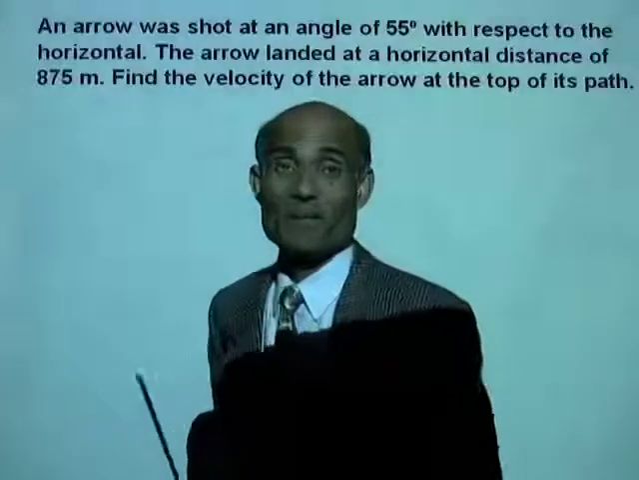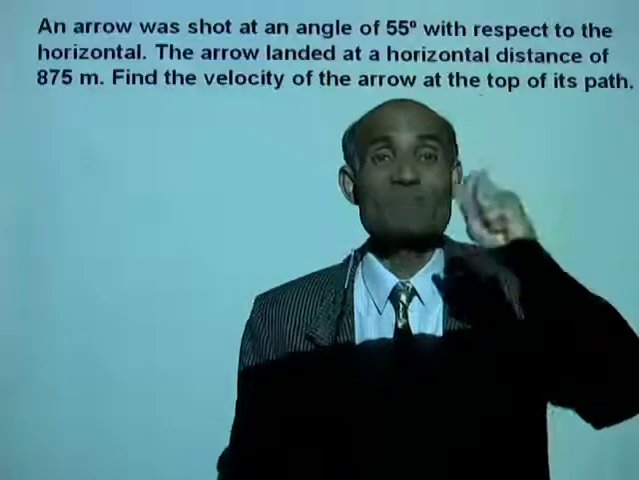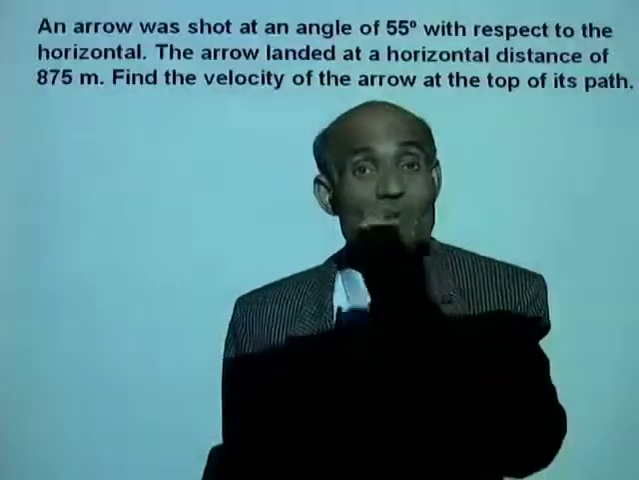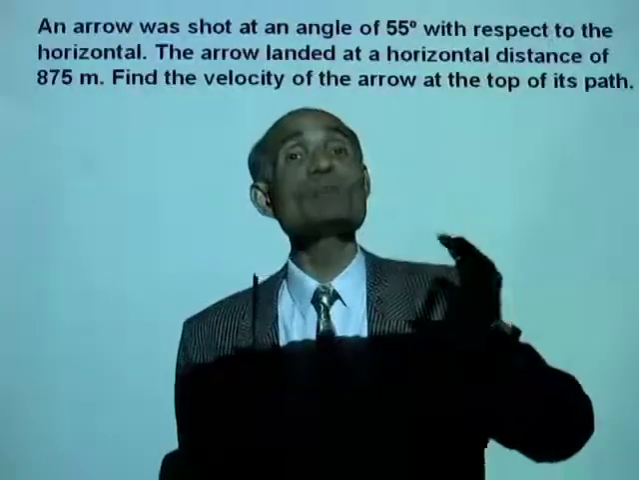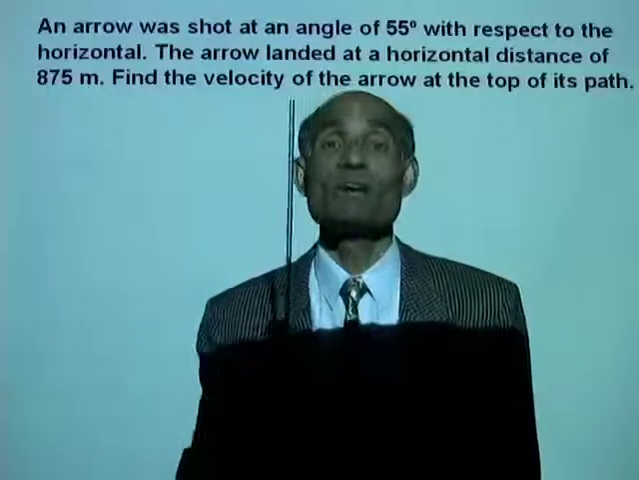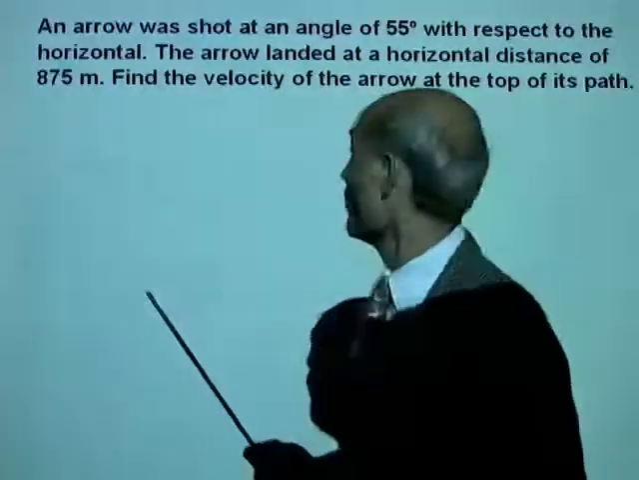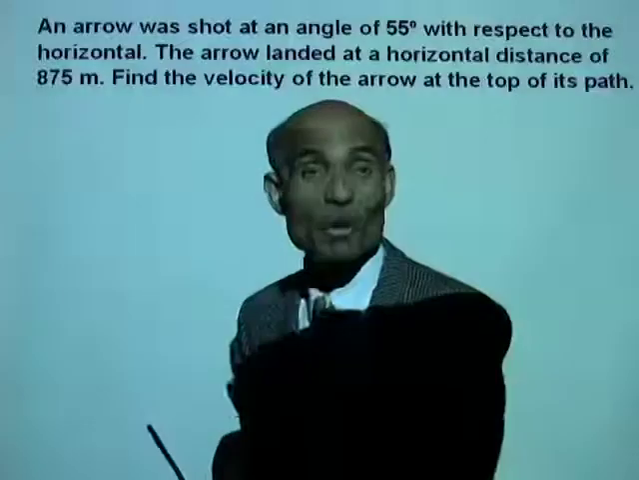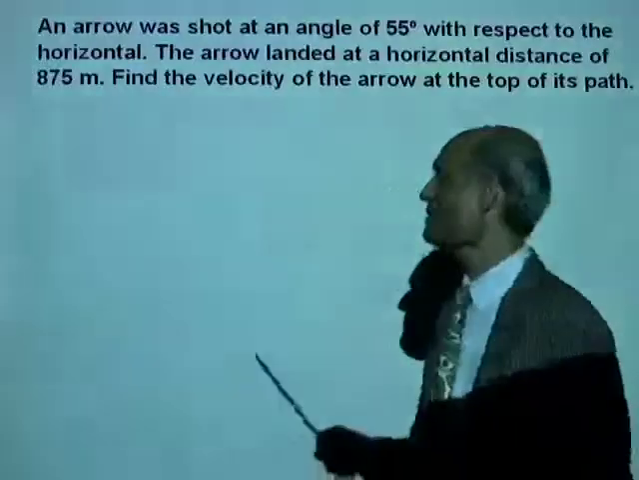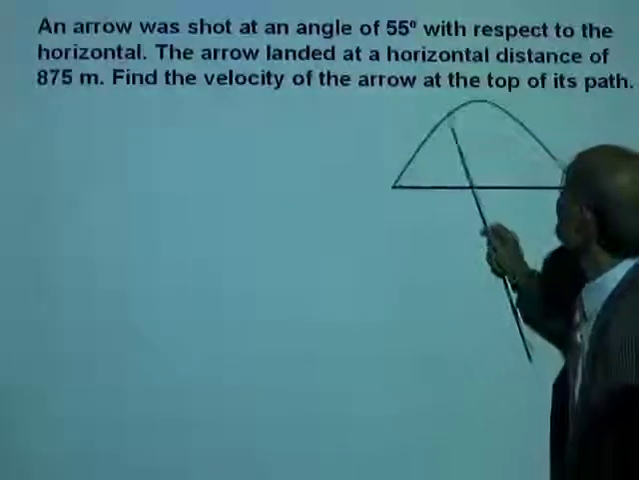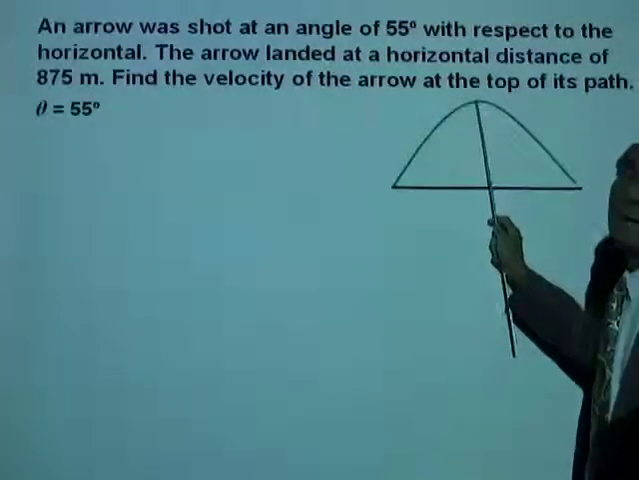Well, the velocity at the top has only one component. What is that component? The horizontal velocity, because at the top of the path the vertical velocity will be 0. The only velocity at the top of the path will be the horizontal component of the velocity. Well, we don't know the velocity of projection, so it is not very easy. So let's find that first. Well, here is the arrow projected. The arrow goes like this. We need to find the velocity at the maximum height.